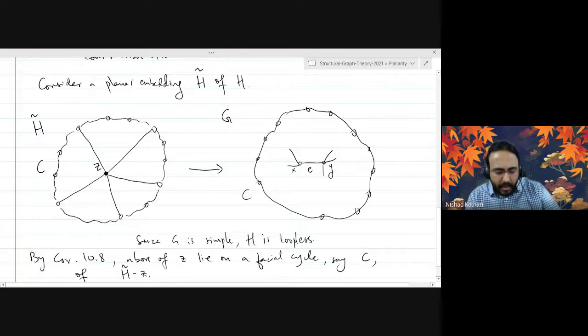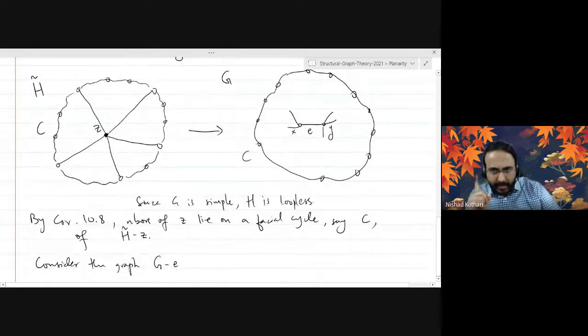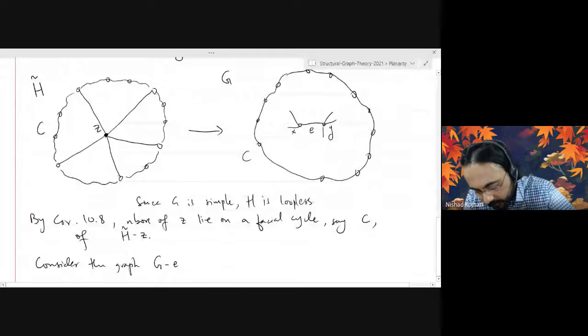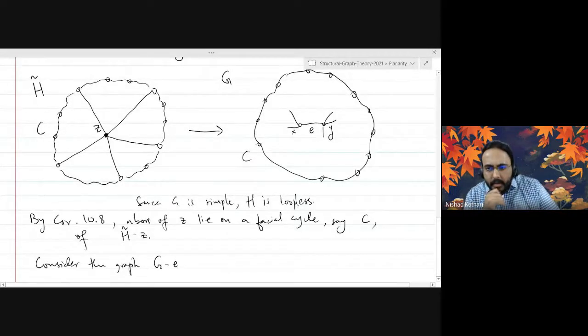At the same time, I want you to think of a third graph, G minus E. I won't draw it here. You just have to remove this edge, so hopefully you can imagine that without drawing it separately. So what happens in G minus E? We have the cycle C, and the vertex X, all its neighbors are on this cycle, and the vertex Y, all of its neighbors are also on this cycle. So in particular, X and all its edges and Y and all its edges are bridges of this cycle.